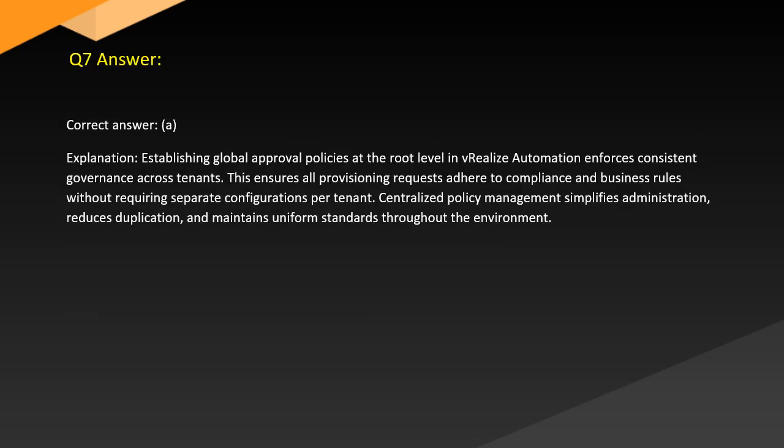Answer. Correct answer: A. Explanation. Establishing global approval policies at the root level in Realize Automation enforces consistent governance across tenants. This ensures all provisioning requests adhere to compliance and business rules without requiring separate configurations per tenant. Centralized policy management simplifies administration, reduces duplication, and maintains uniform standards throughout the environment.